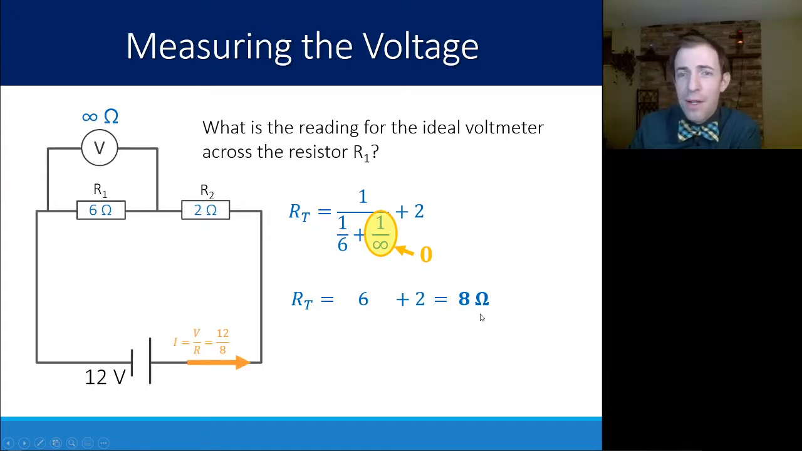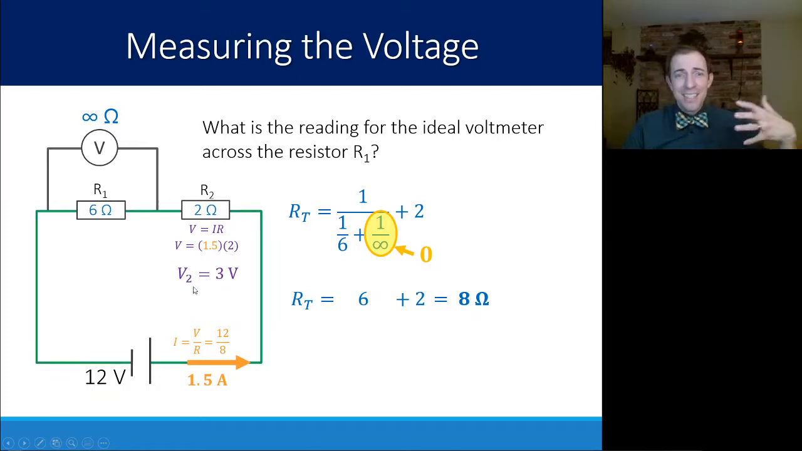So then if we know that the total resistance is 8 ohms, we can find the current flowing out of the battery. Just voltage divided by resistance, 12 divided by 8 is 1.5 amps. That is the current that flows through R2 here. So I can figure out what the voltage drop of R2 would be. That would be V is I times R. 1.5 times 2 is a voltage drop of 3 volts.